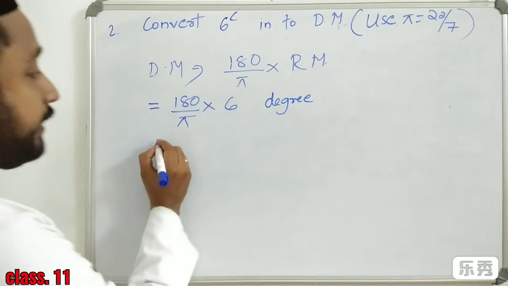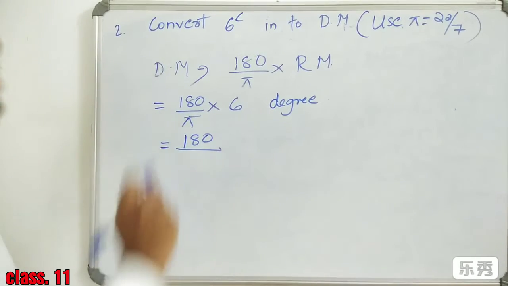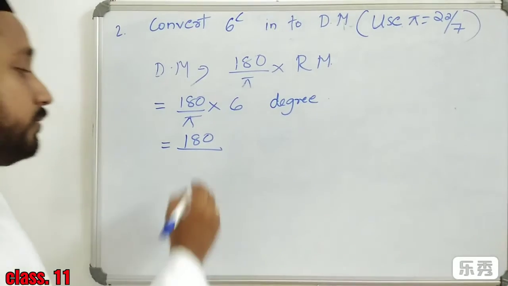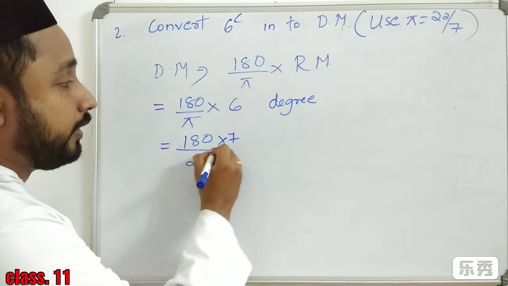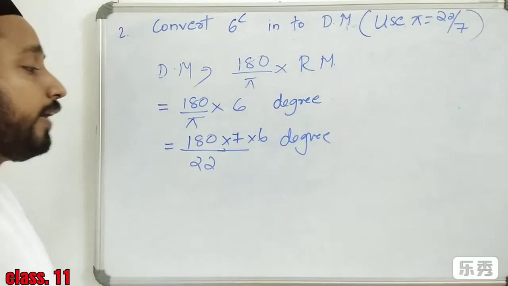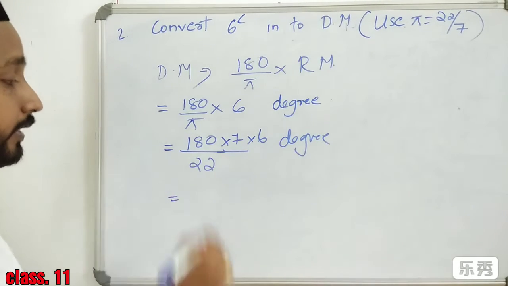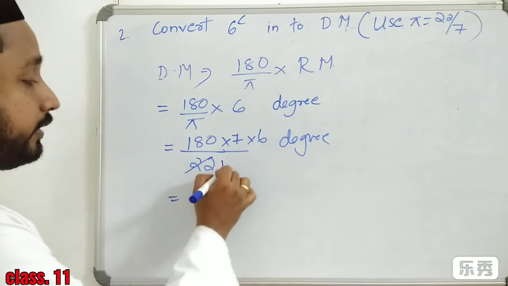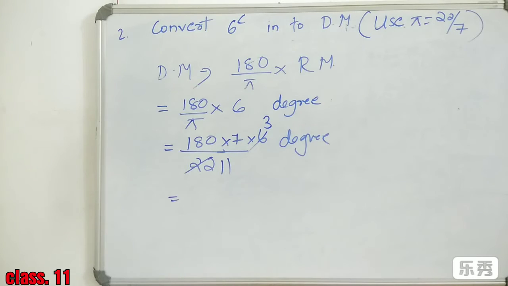What is pi? Pi is 22 by 7. So instead of this pi, we are giving 22 by 7. So 22 by 7 means 7 will become the numerator into 6, that much degree. So 180 into 7 into 6 by 22 degree. When we calculate this, we can cut with 2, then we got 11, we got 3. So 180 into 7 into 6 divided by 11.